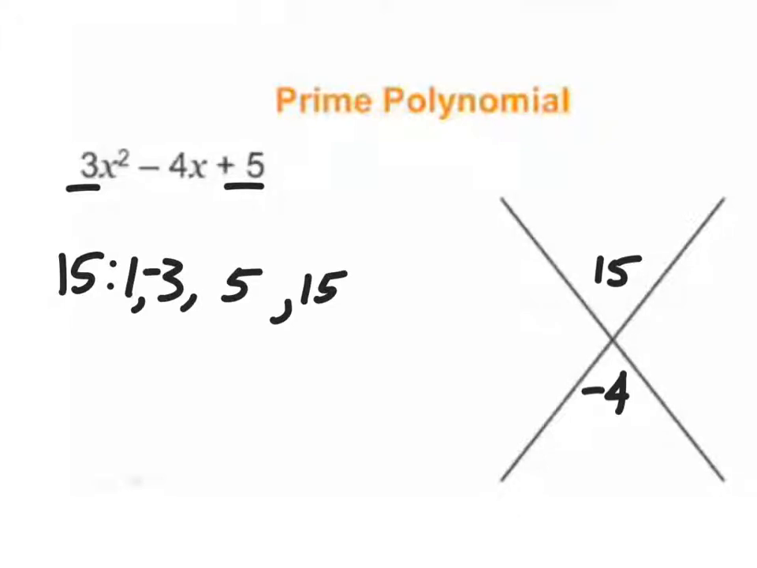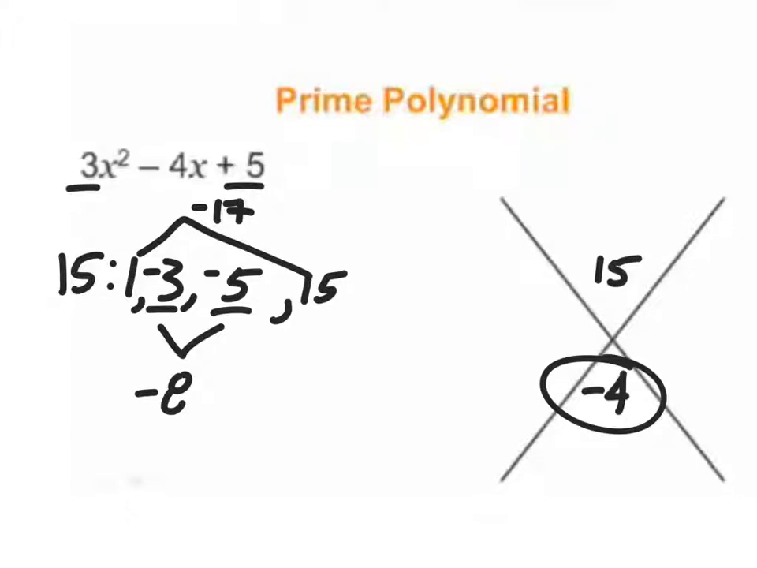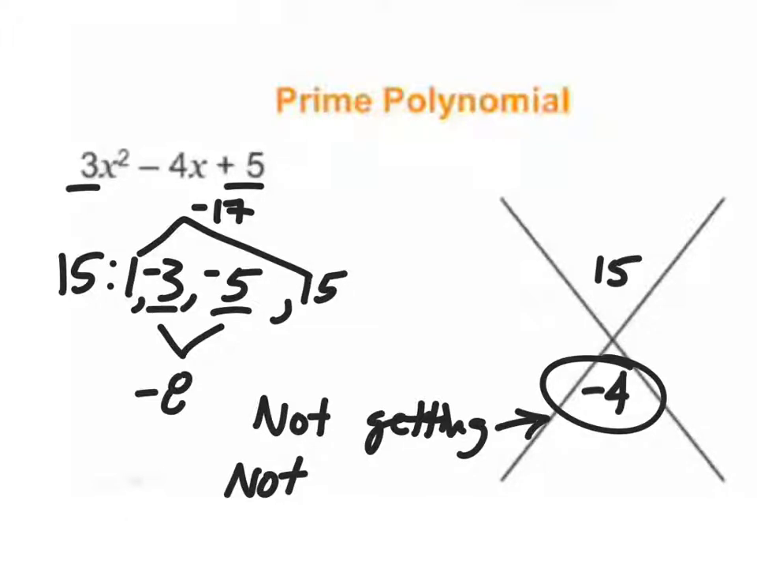Now these would have to both be negative. If you took negative 3 and negative 5, that adds to negative 8. That doesn't work. Even if you took negative 1 and negative 15, they give you negative 16. So that doesn't work. If you're not getting the negative 4, then it's not factorable. It's a prime polynomial.